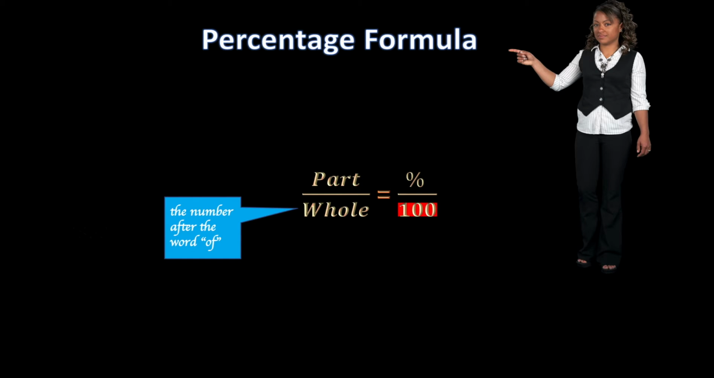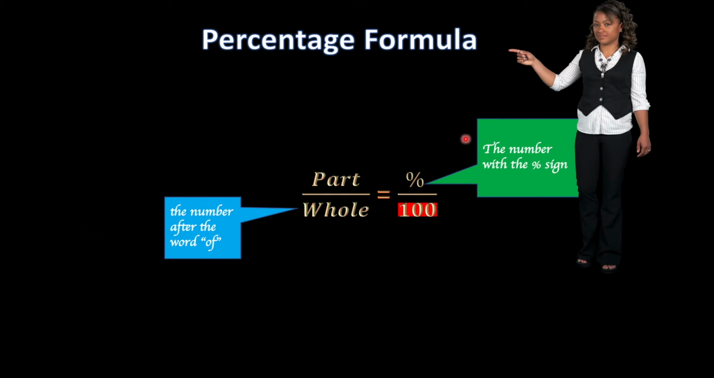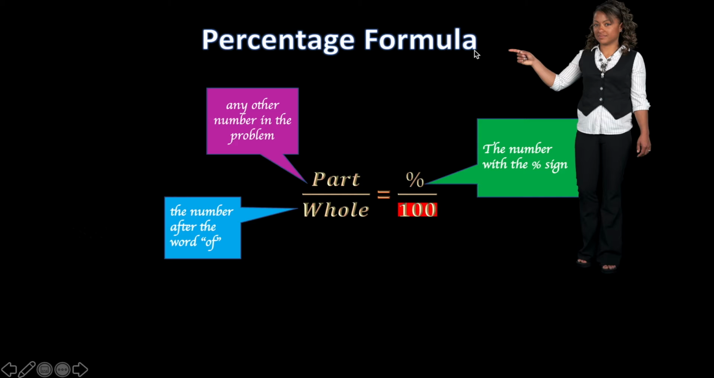The whole is the number after the word of. So when you're reading a percentage problem, if the word of is presented, the number after it is always the whole. The percent is any other number with the percent sign. If you have any number with the percent sign, that represents the percent in the formula. The part is any other number in the formula.